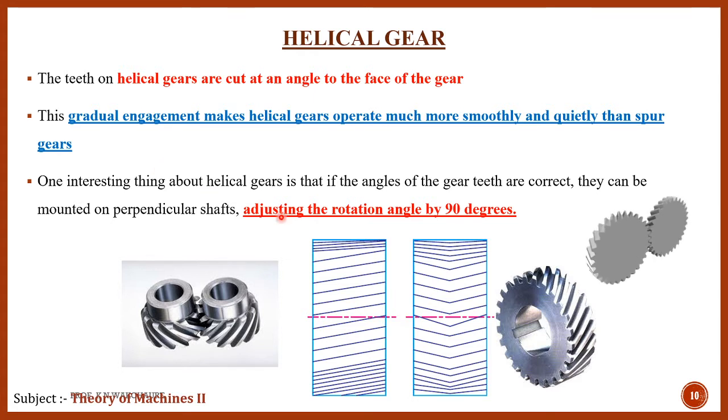Again, because of this helix angle, contact starts with this point and ends with this point. That means contact starts with point contact and ends with full line contact. That's why there is a gradual engagement between two teeth. That's why these gears are used for high speed applications, and they create very less noise.